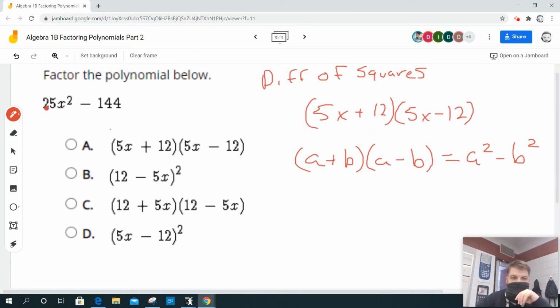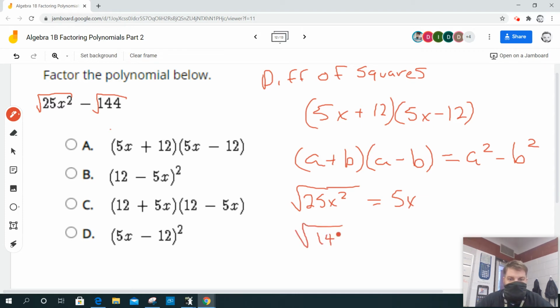So I look at this and I say, well, what's the square root of this? What's the square root of this? Well, the square root of 25x squared is just 5x, right? 5 times 5 is 25, and x times x is x squared. And then the square root of 144 is 12.